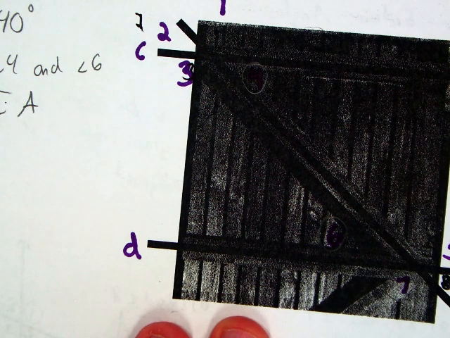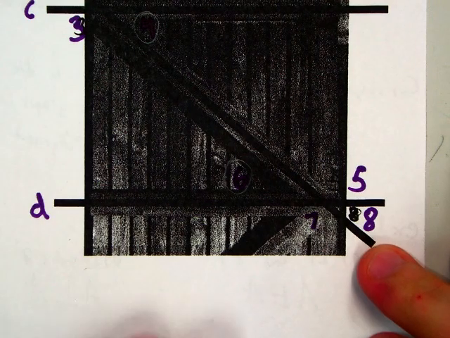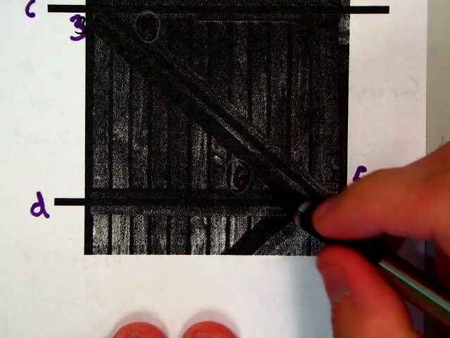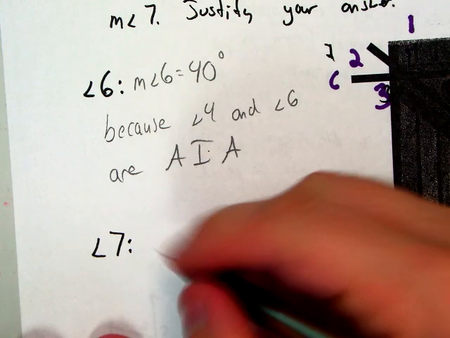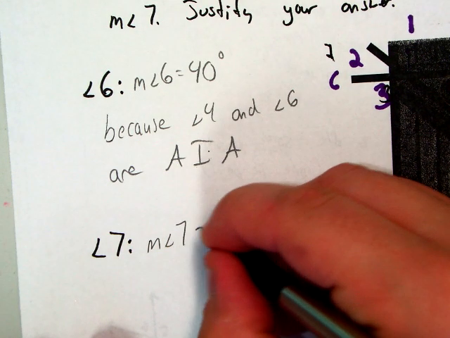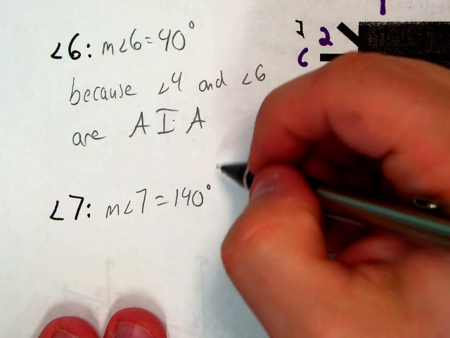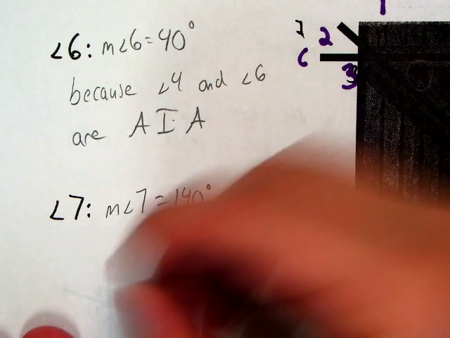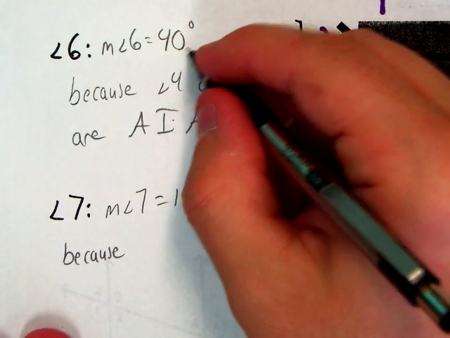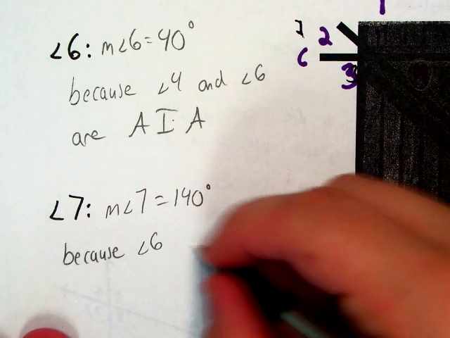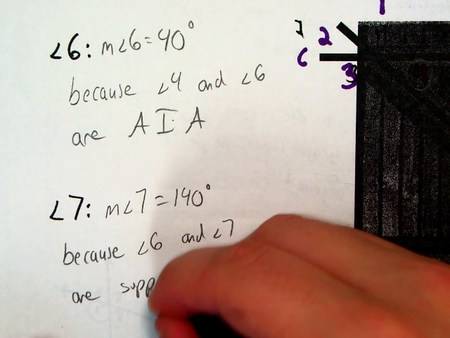Next one now, we want to find out what the measure of angle 7 is. Now, unfortunately, 4 and 7 don't form a relationship. They don't have anything to do with each other. But 6 and 7 do. In fact, they form a straight angle. They're supplementary, which means that the measure of angle 7 is 140 degrees because we want this plus this to equal 180. So we know the measure of angle 7 is 140 degrees because angle 6 is 40, and angle 6 and angle 7 are supplementary angles.